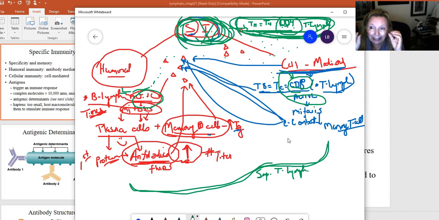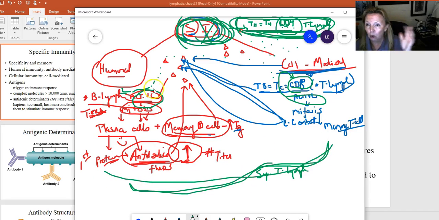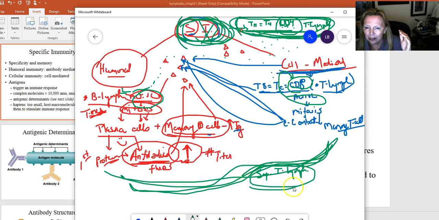Just like a military, you don't want to blow up an entire city just to take care of a couple of bad guys, right? You want it to be measured. You want this entire response to be a measured response. You don't want too much collateral damage being done to your own tissues, do you? So these suppressor Ts are going to monitor this response and make sure there's not too much collateral damage.